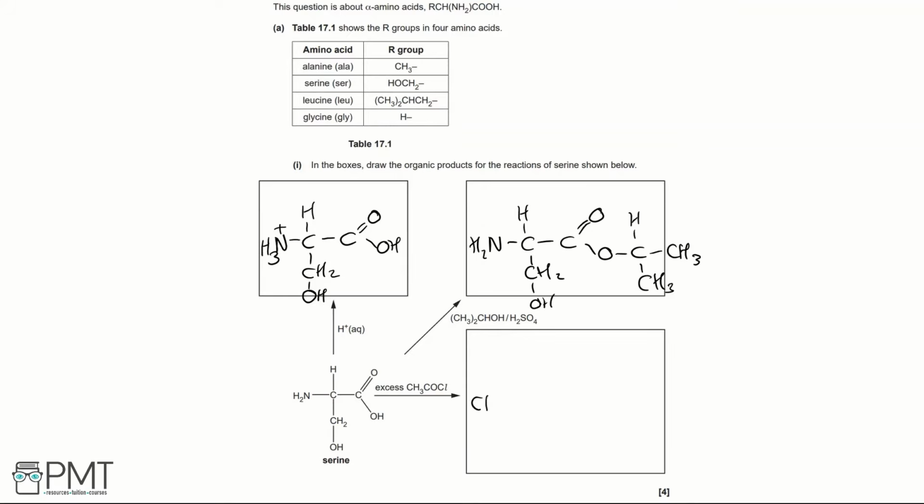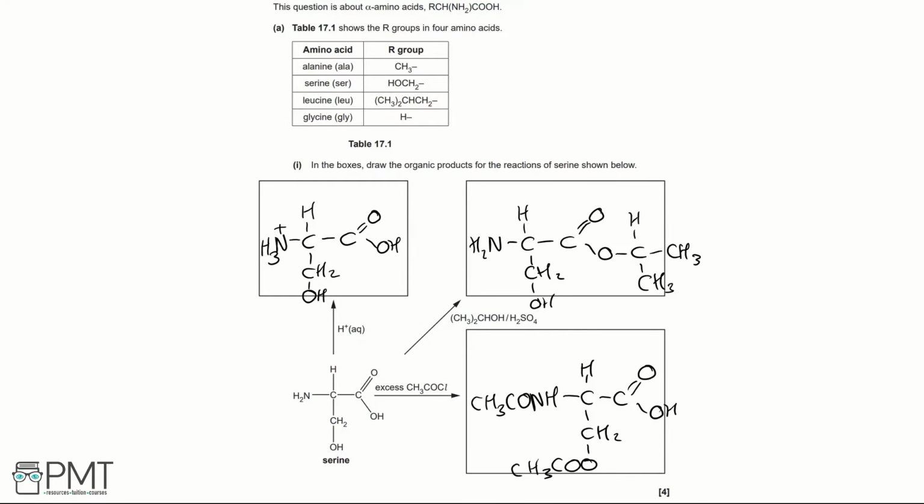When reacting serine with CH3COCl, we're going to form an amide group, so our CH3CONH, that's our amide group, and we're also going to form an ester between our alcohol group on serine and the CH3COCl group, or more accurately the carbonyl group in this acyl chloride.